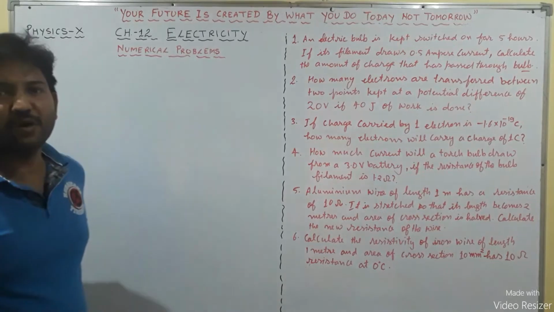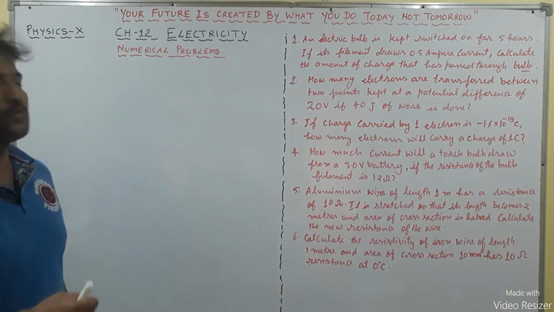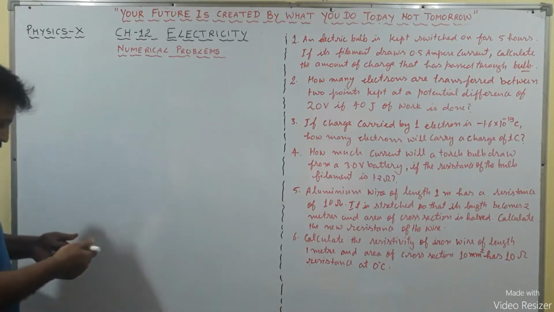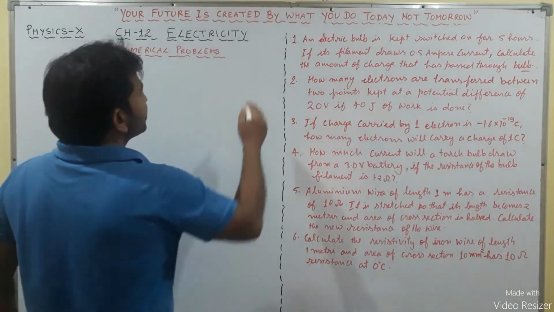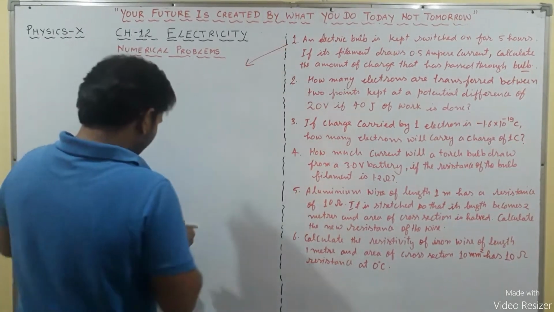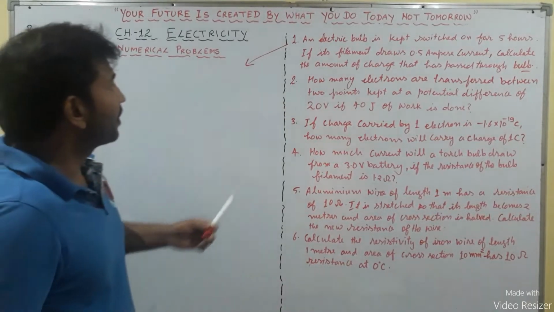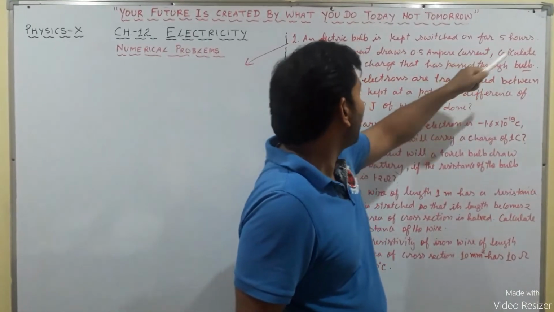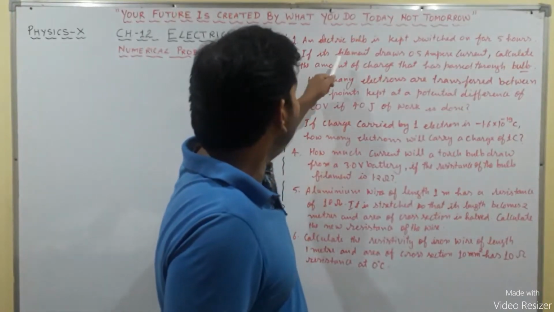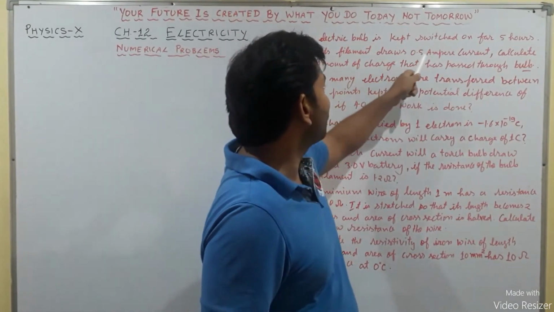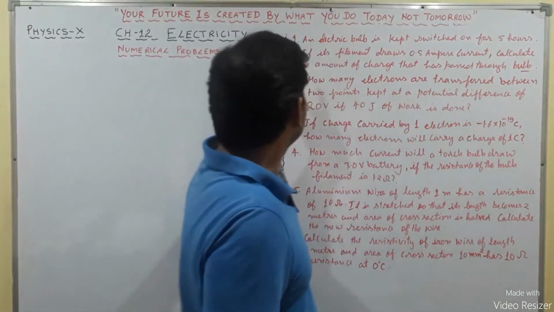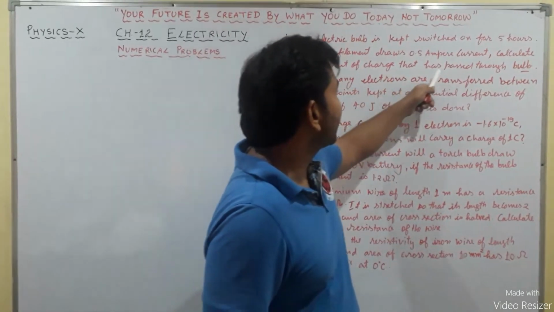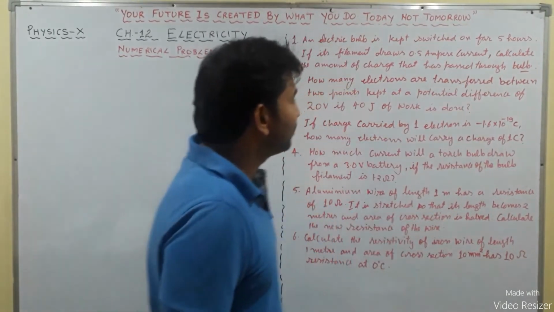Today we will discuss the numerical problems of chapter 12. So let us take the first problem. What is there in the first problem? An electric bulb is kept switched on for 5 hours. If its filament draws 0.5 ampere current, calculate the amount of charge that has passed through the bulb.